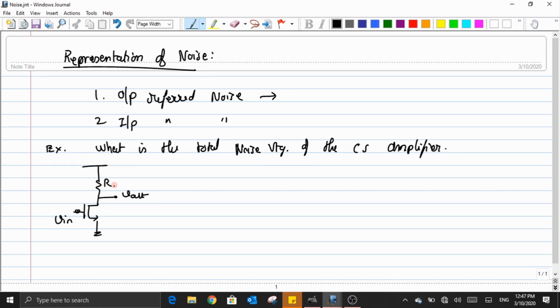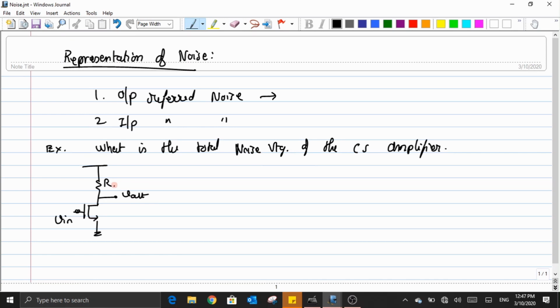The channel actually contributes some sort of noise, the conductance of the channel, but it need not be equivalent to the R naught. R naught is just a small signal resistance. Clear? So we have two types of noise in the MOSFET. One is the thermal noise, the other one is the flicker noise.